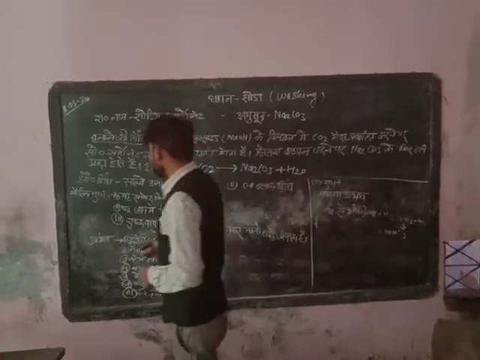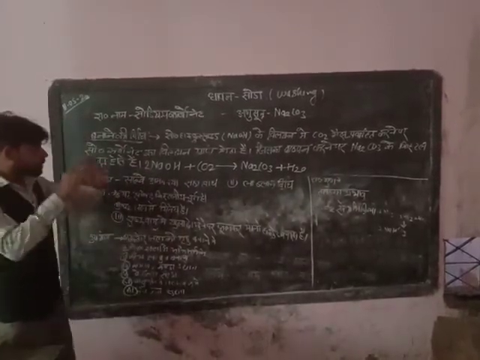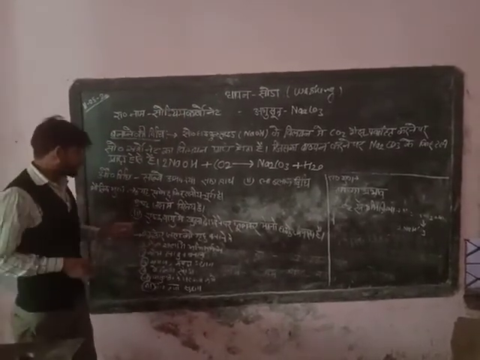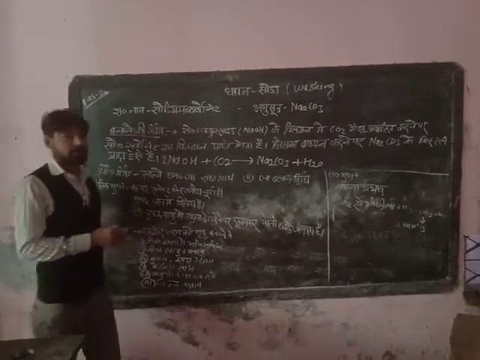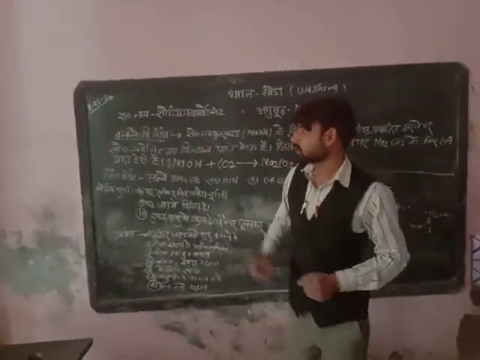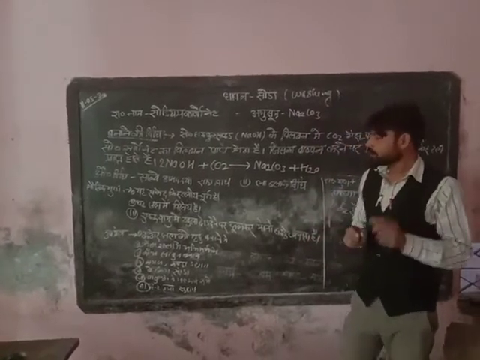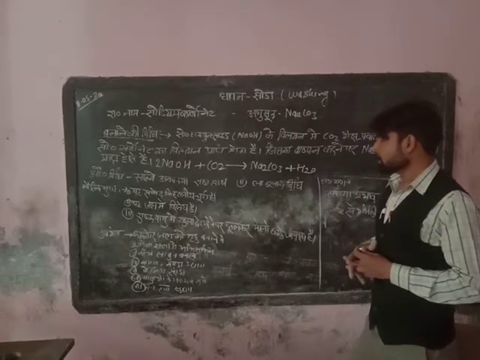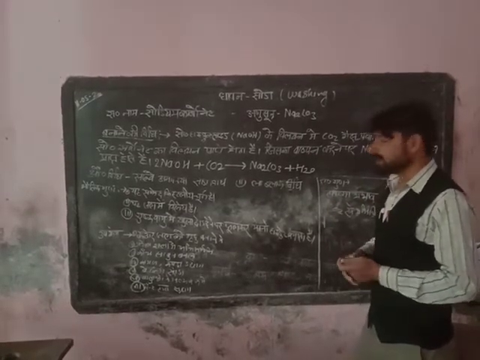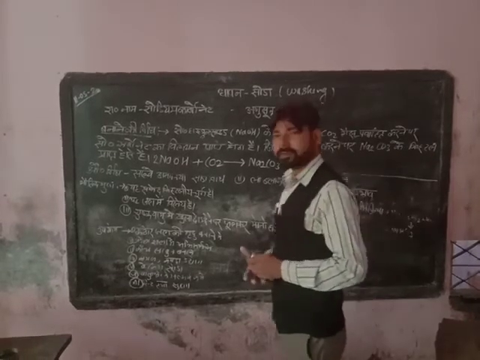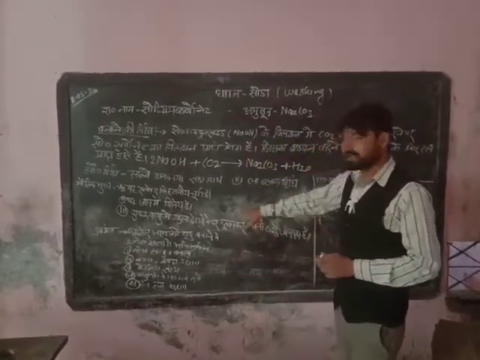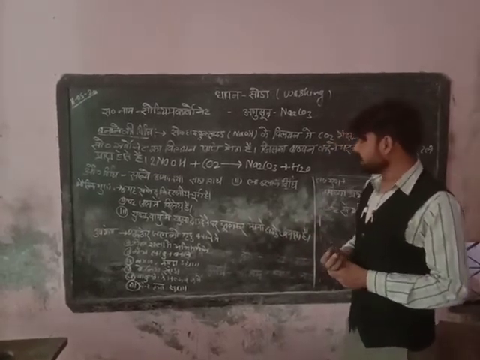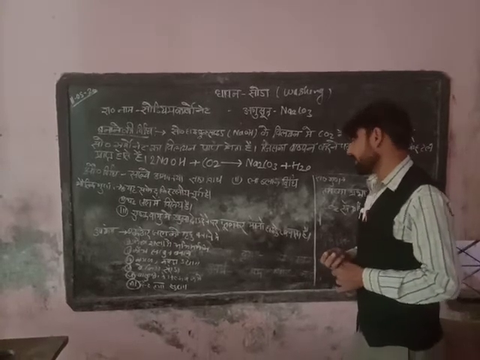The first physical property of washing soda is that it is a white crystalline powder. Second, it is highly soluble in water. Washing soda is highly soluble in water, you note it down. And when washing soda is left free in dry air, it forms the monohydrate. On leaving it free in the air, it forms the monohydrate.